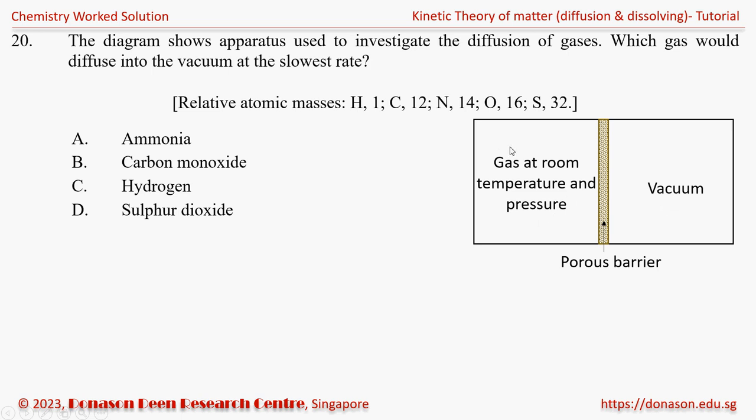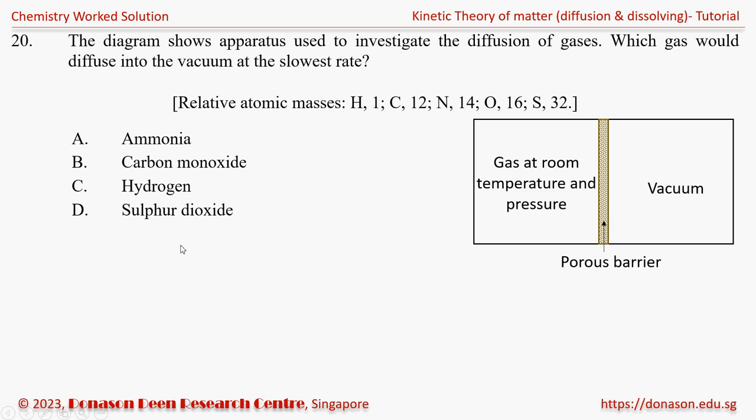Here you have some gases, and this is a porous barrier. A porous barrier would allow the gases to freely diffuse through it. So the gases here are going to move into the vacuum and start filling up the spaces in the vacuum. The question is asking which gas would diffuse into the vacuum at the slowest rate. No doubt all of them are going to diffuse into the vacuum, but which one is going to diffuse in at the slowest rate?